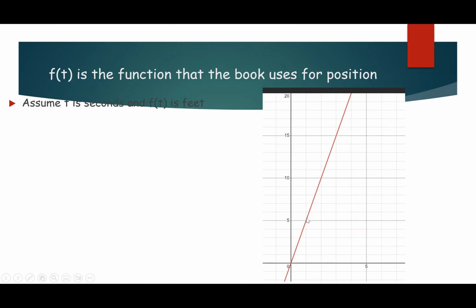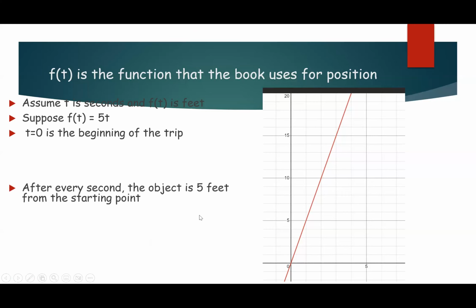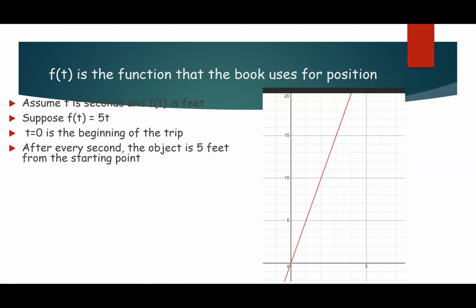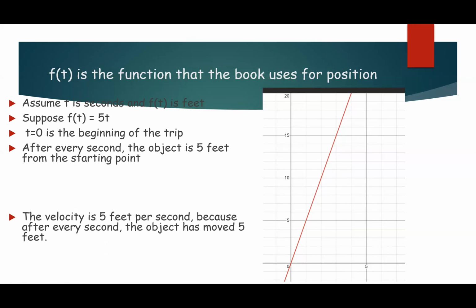After 1 second, we're at 5 feet. After 2 seconds, we're at 10 feet. So you might be able to see a pattern there. This follows the line y equals 5x. So we can say f of t equals 5t. When t is equal to 0, that's the beginning of the trip. After every second, the object is 5 feet farther from the starting point. So that would be the rate of change.